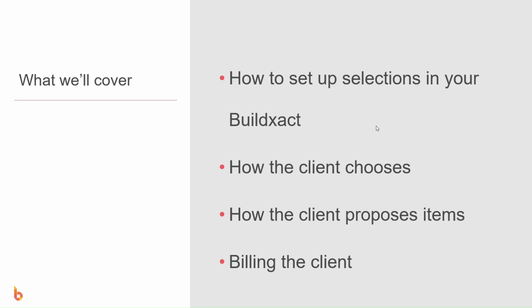Right, so this video is going to talk about selections. We're going to look at how they get set up, how the client chooses which item they like, how the client can propose items if they find something that they want to include but it wasn't originally talked about. And lucky last, we're going to look at how you bill the client, which is probably more accurately said as how you take the original budget for an item and substitute it with the chosen item's cost and how that all gets kind of settled.